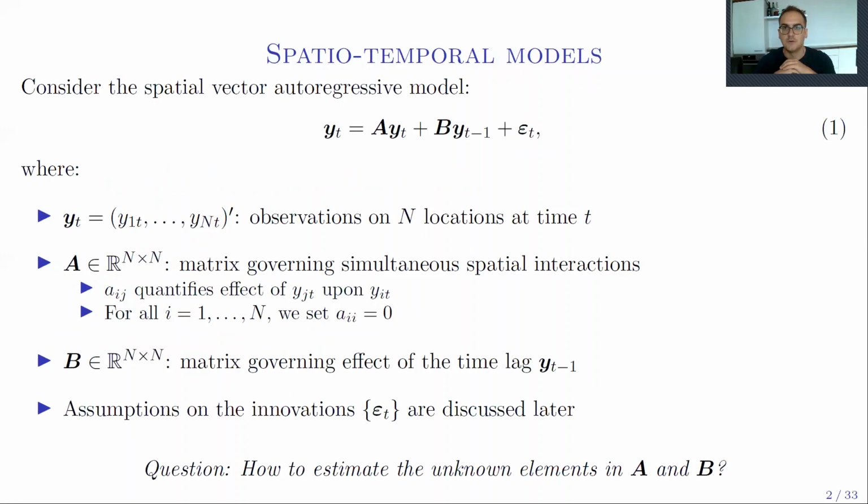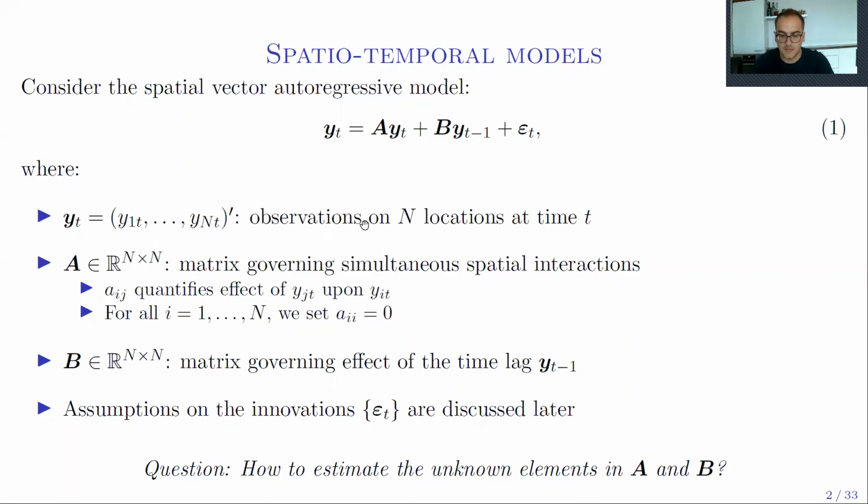The class of spatio-temporal models that I will look at is the following, where we assume that we have n observations of n different locations observed at time t, and we are going to allow for spatial dependence via this contemporaneous value of yt on the right-hand side and the spatial weight matrix A. And we allow for temporal dependence by also inserting a lagged level of yt. And the dynamics are regulated by the matrix B. Clearly, for the matrix A, we will need to assume that the diagonal is equal to 0.